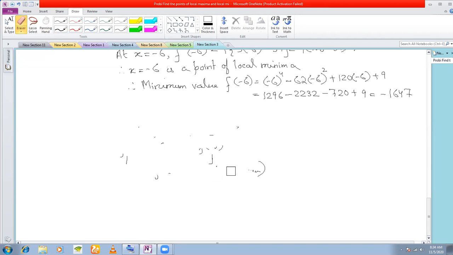Let us see this example here. And in the course of this example, I will define to you what point of inflection actually means. Okay.